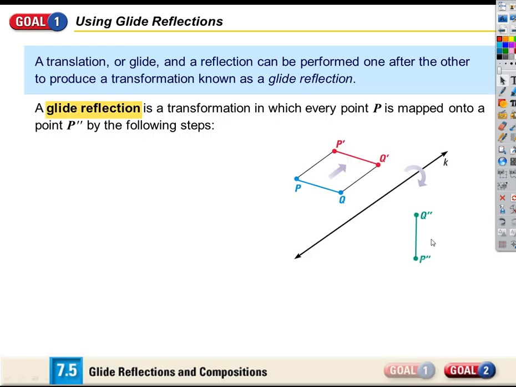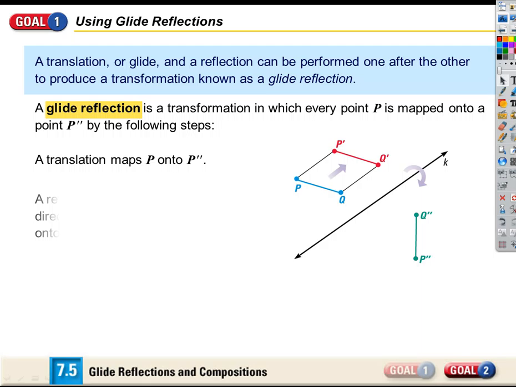So it looks something like this. If I want to do a glide reflection to the blue pre-image, I'm going to slide it first, and then I'm going to do the reflection part. Okay? Make sense? Now, as long as you're gliding or translating the object in a direction that's parallel to the axis of reflection, it doesn't matter the order in which you do those two things.